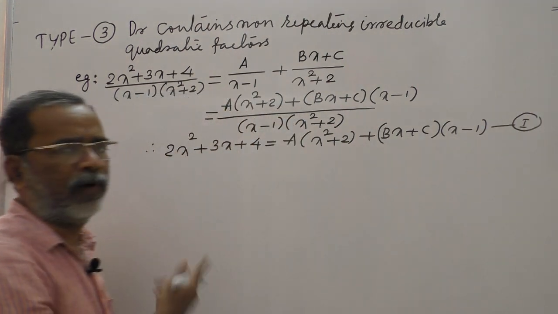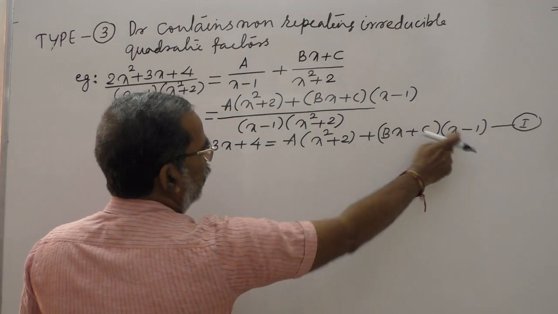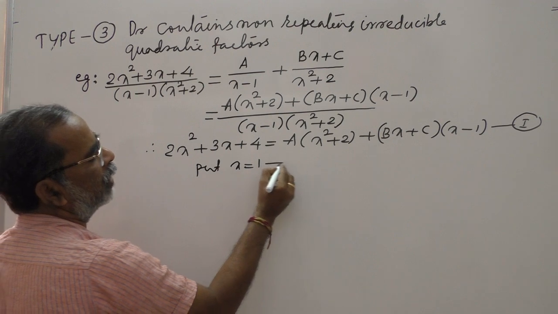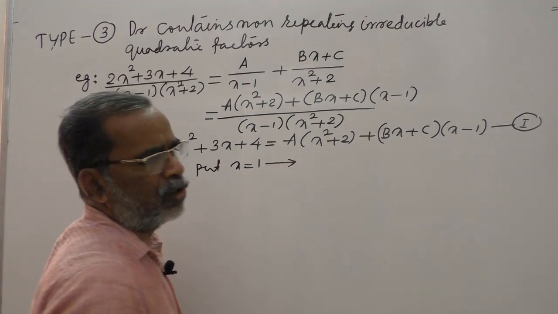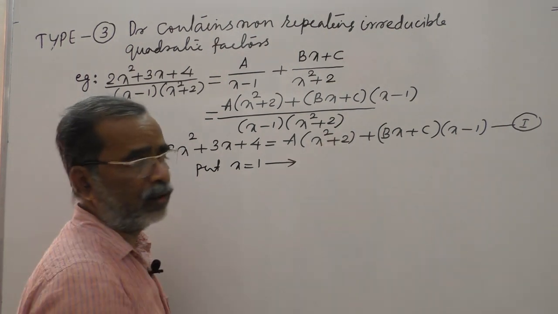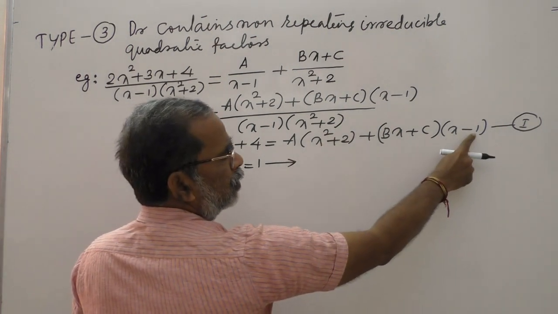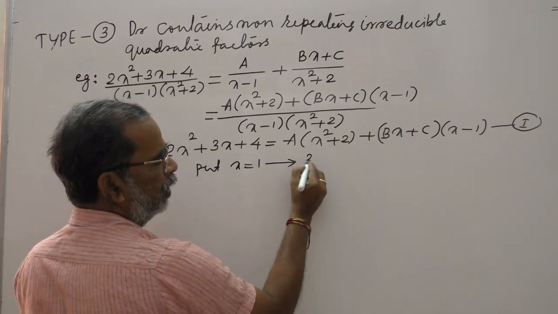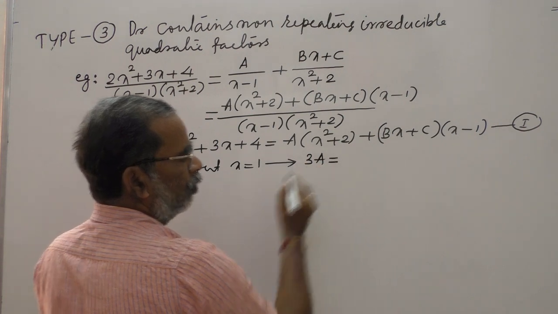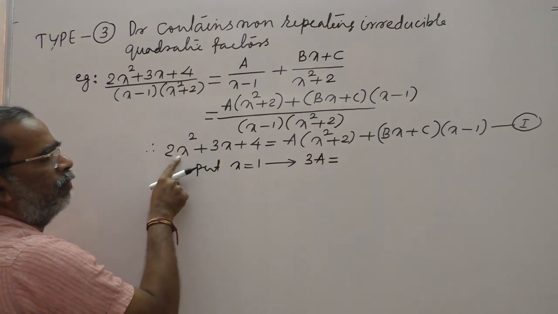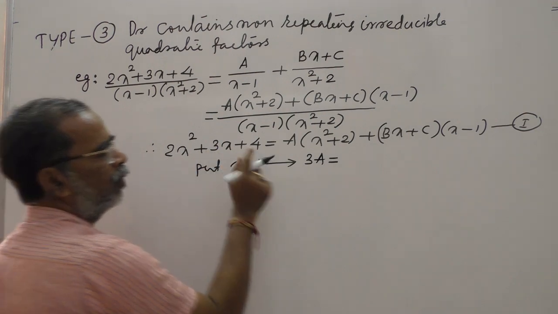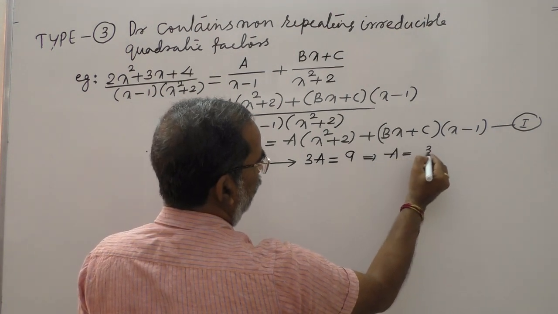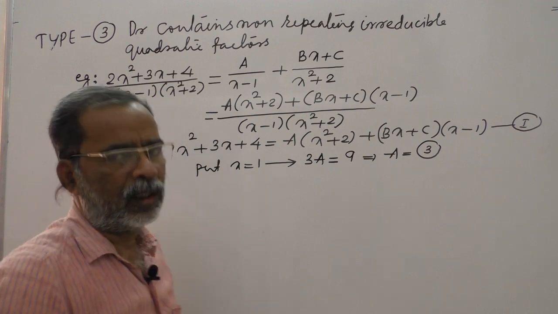Now to find the values of A, B, C satisfying this, there is a linear factor. You can find one value directly by making that linear factor 0. To make that factor 0, I have to take x equal to 1. Take x equal to 1: 1 minus 1 is 0, 0 into something is 0. If you take 1 here, 1 plus 2 is 3, that is 3A. Write x equal to 1 on the left: 2 plus 3 is 5, 5 plus 4 is 9. This implies the A value has come. It is 3.